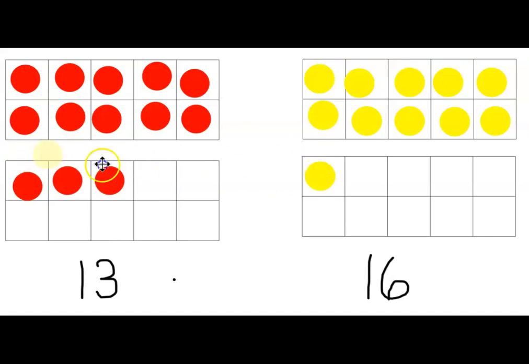Let's count. 1, 2, 3, 4, 5, 6. Very good. Now we're going to compare these numbers. So we're always going to read left to right. So the number 13 is on the left, so I'm going to have to read that one.